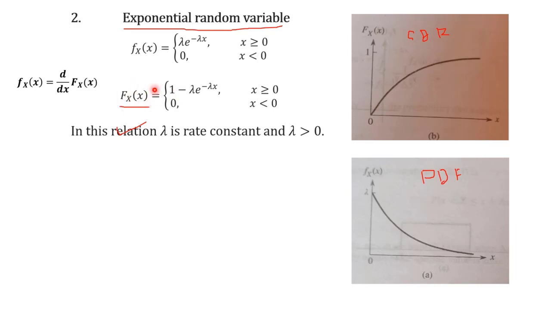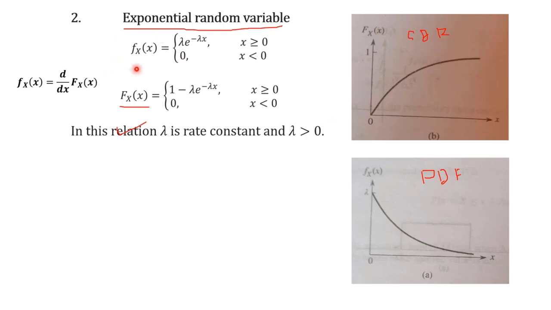Cumulative distribution function. Here this is the cumulative distribution function, and this is the probability density function, and this is the mathematical expression for this curve, right? Okay, and here the x is varying, and it is there only if x is greater than or equal to 0. All right, if x is less than 0, it is 0 here.